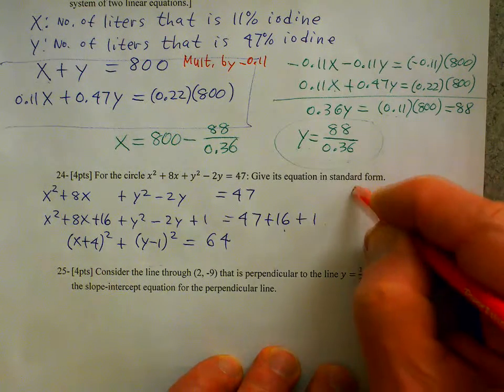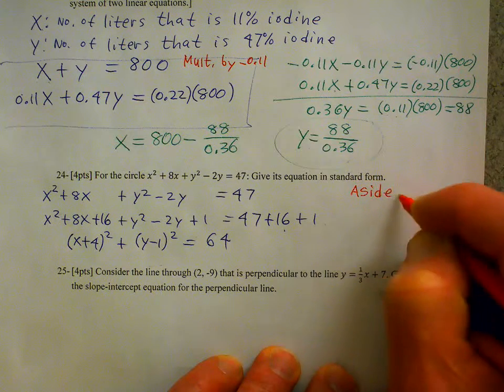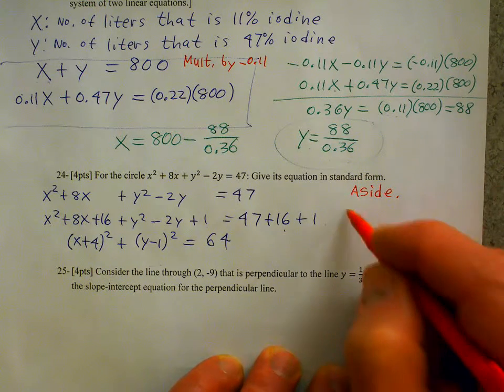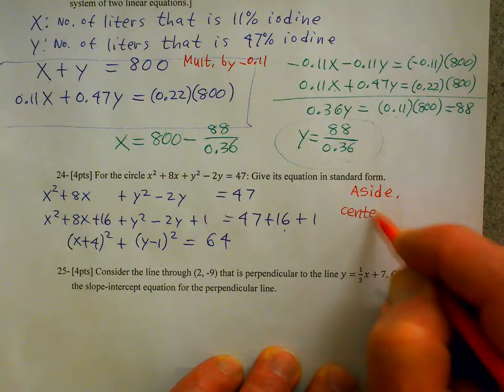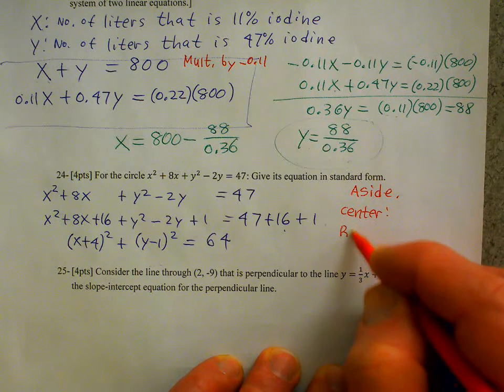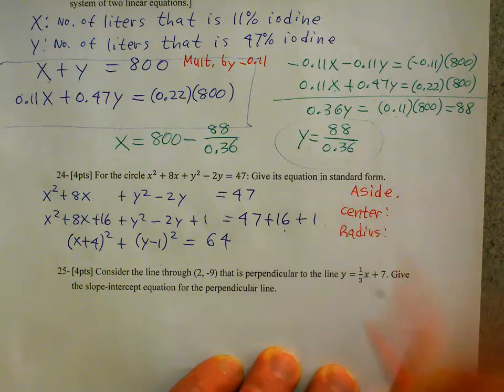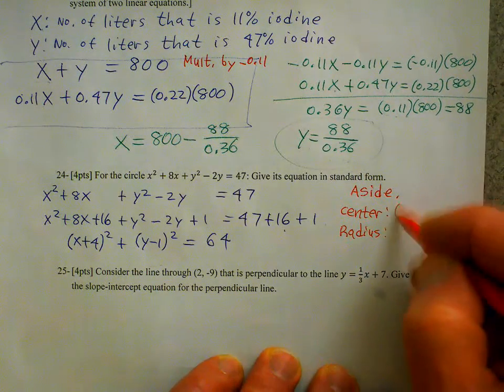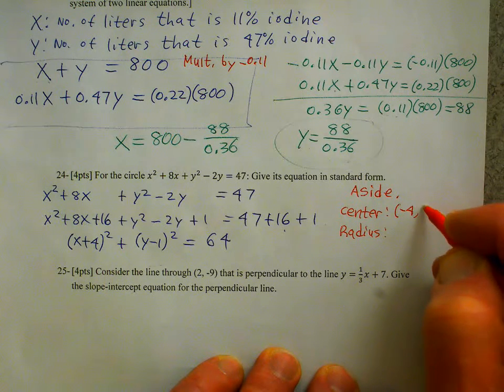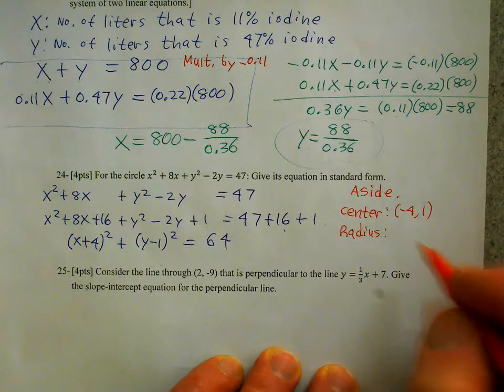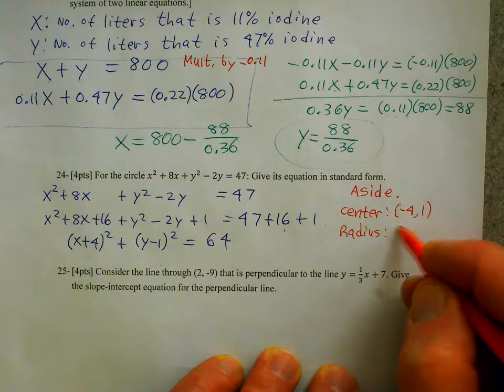But as an aside, be able also to identify the center and the radius. The center of that circle is the ordered pair -4, +1, and the radius is the square root of 64, or 8.